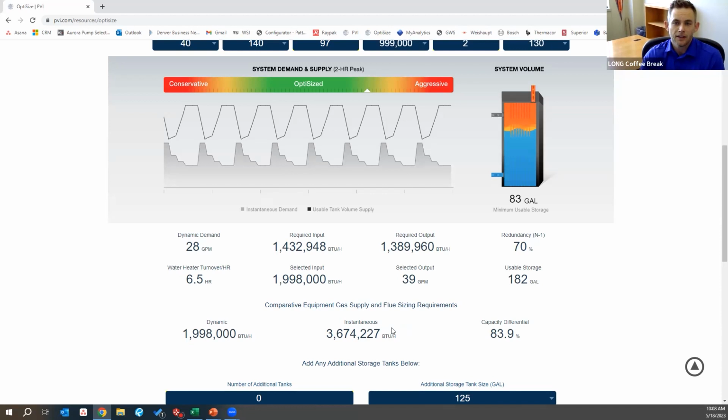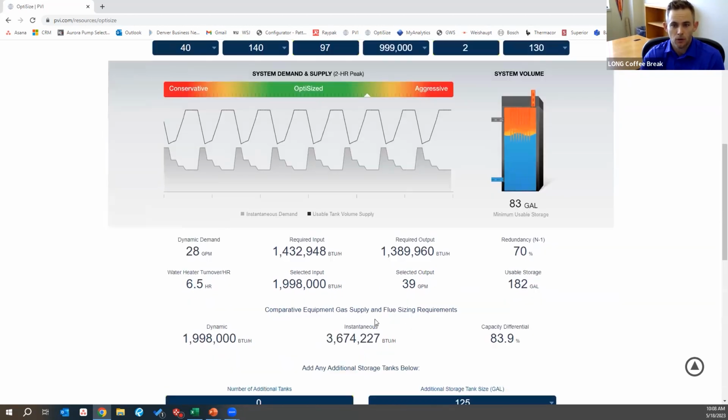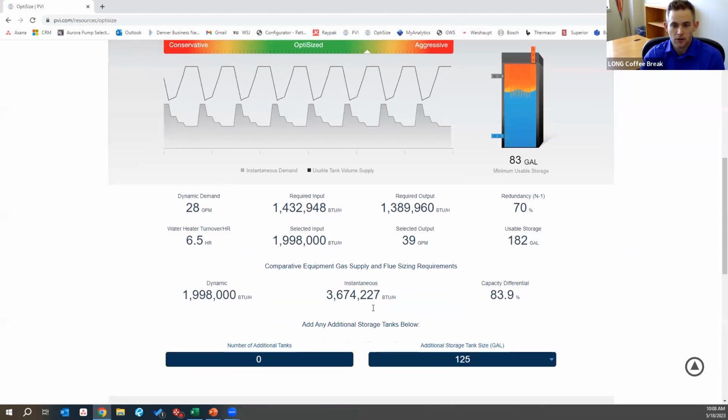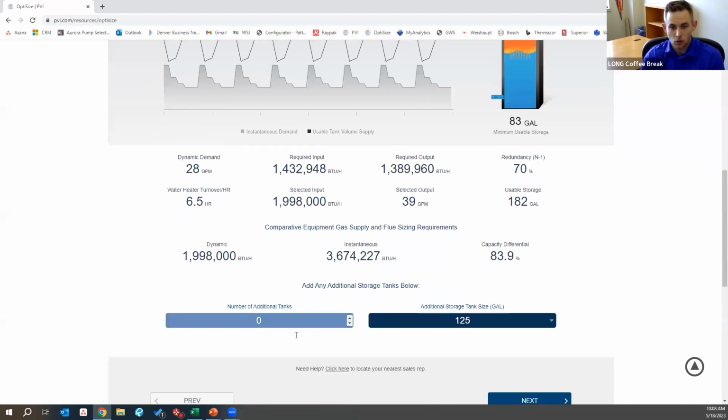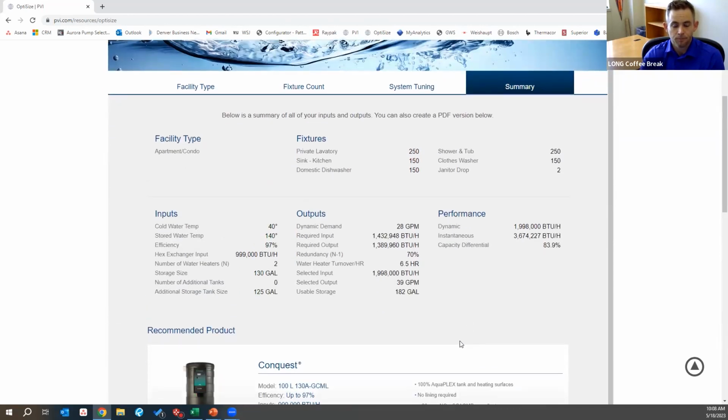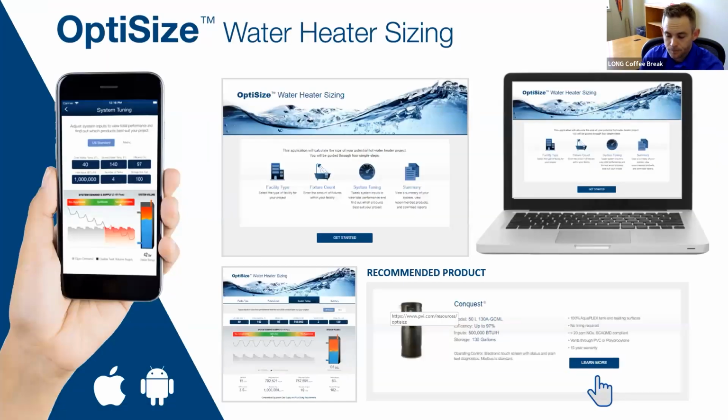So I like this program a lot because it gives us a lot of flexibility. This is a really short overview. Definitely reach out to one of your salespeople if you need more in-depth training on how to use this. We can also add in additional storage tanks. I'm not going to do that for this example. And we kind of get this nice little output right here. Okay, moving on. We're going to go back to our slide deck here.